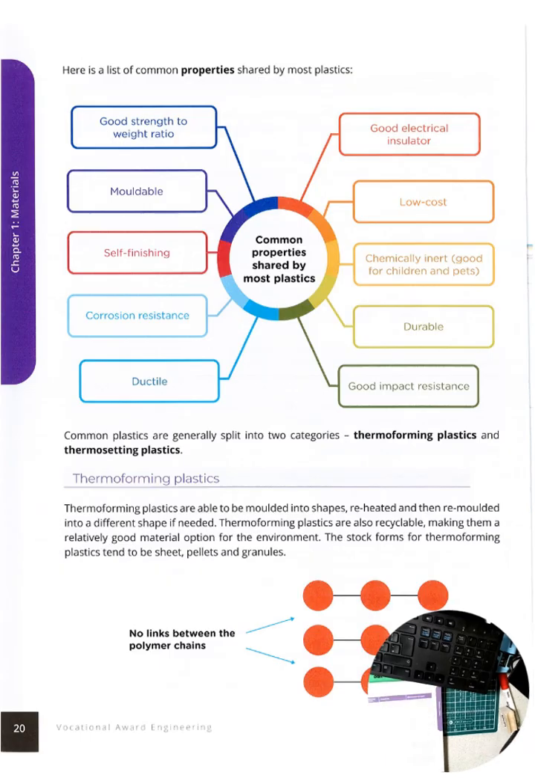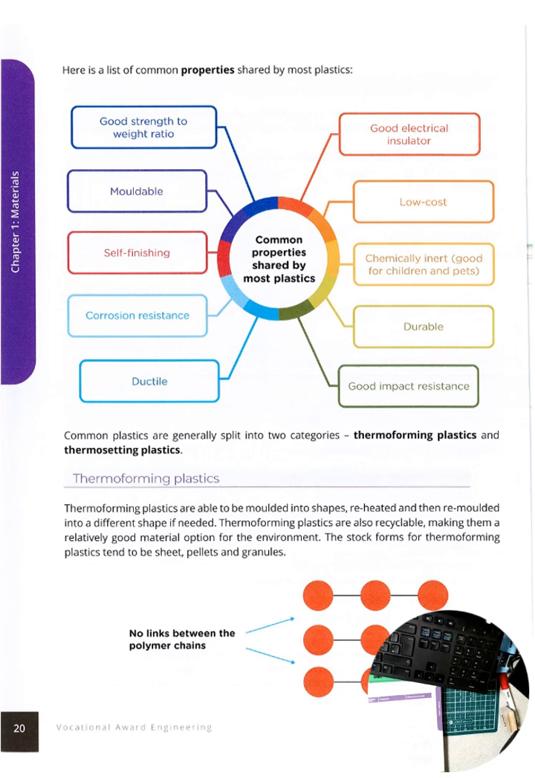Here is a list of common properties shared by most plastics. So it has good strength to weight ratio, moldable, self-finishing, corrosion resistance, ductile, good electrical insulator, low cost, chemically inert, so good for children and pets, durable, and good impact resistance.